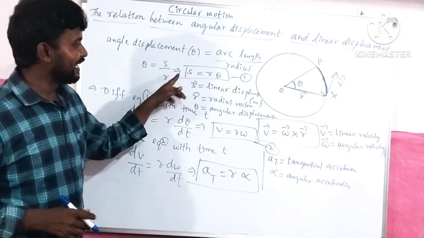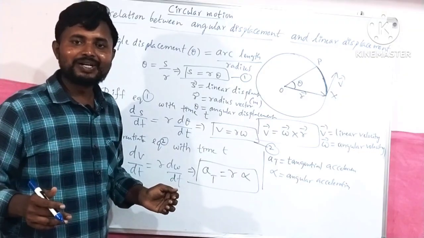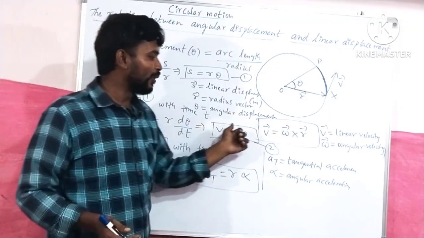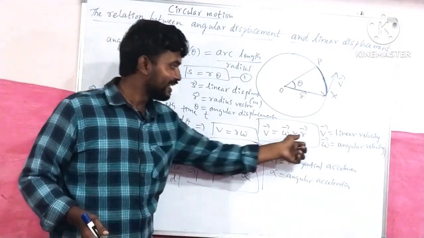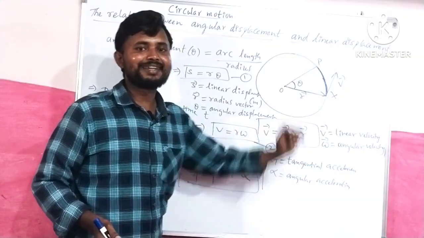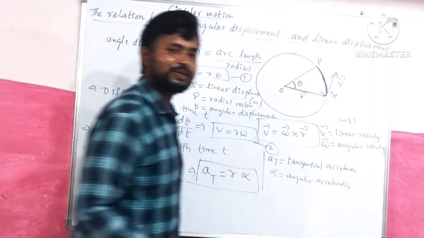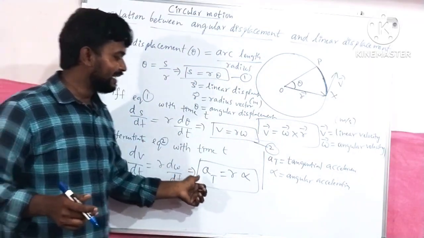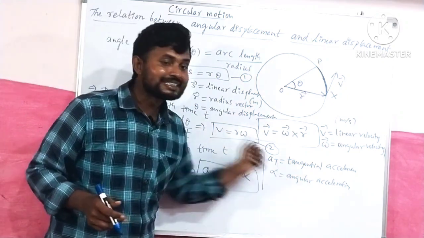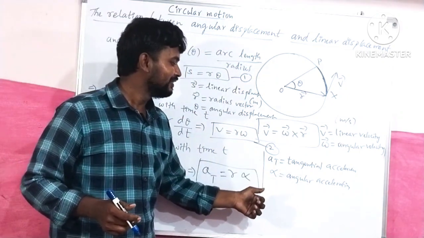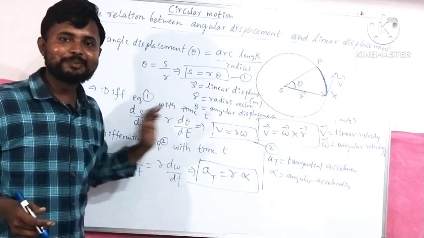Now, s equals r theta is the relationship between linear displacement and angular displacement. v equals r omega in terms of magnitude, where v is the linear velocity and omega is the angular velocity. The SI unit of linear velocity is meter per second, and of angular velocity is radian per second. Next, a t equals r alpha gives the relationship between angular acceleration and tangential acceleration. So these three relationships are very important.